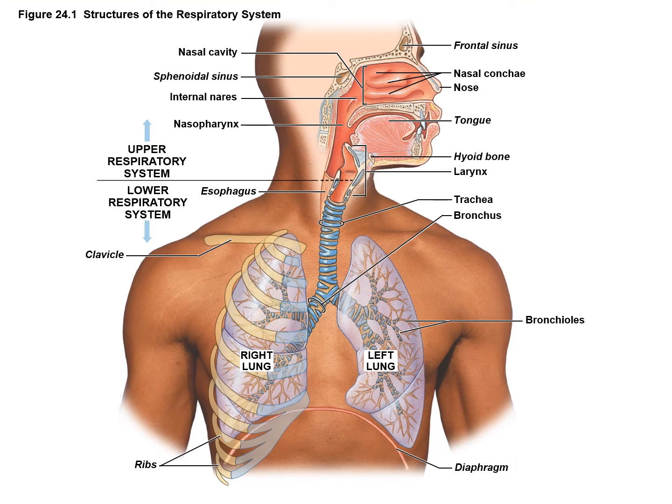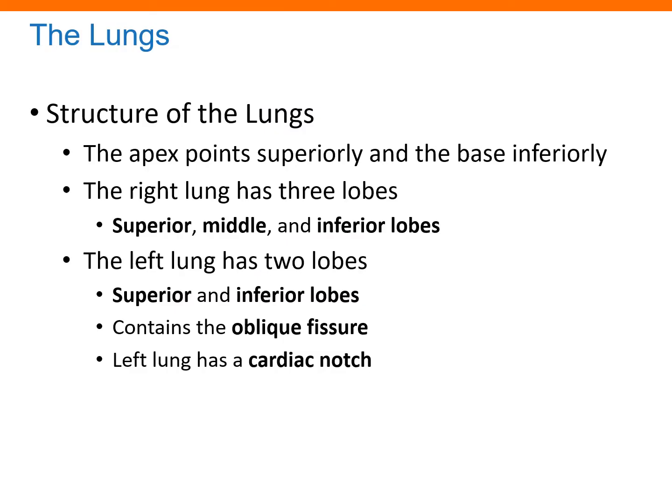Here we can see the steeper angle of the right lung where it comes off and branches down. And then we have, of course, the bronchus of the left lung where it extends out. Now the lungs themselves are going to have the apex that points superior, so it's going to be at the top of the lung, and the base that's inferior. To simply remember this, the apex is the top, the base is the bottom of the lung.